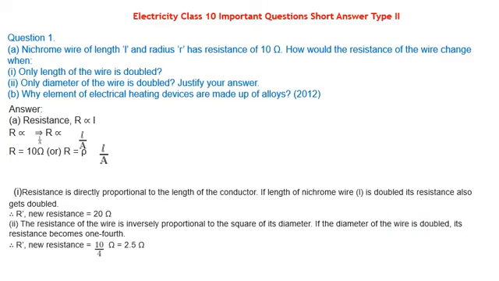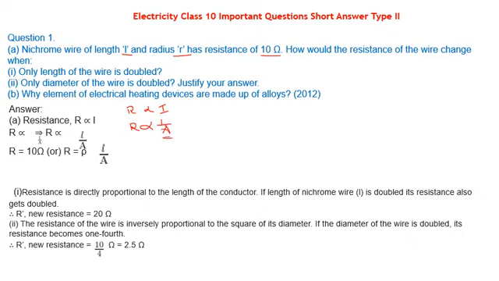Next question: a nichrome wire of length L and radius R has a resistance of 10 ohm. How would the resistance of the wire change when only the length of the wire is doubled? So let's find out the relationship between the resistance, length and the area. Okay, we know that resistance is directly proportional to the length. Suppose I increase the length, the resistance of the wire will increase. If I increase the area, then the resistance of the wire will decrease. We know that resistance is inversely proportional to the cross section area.